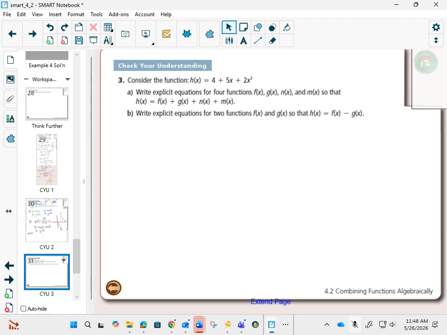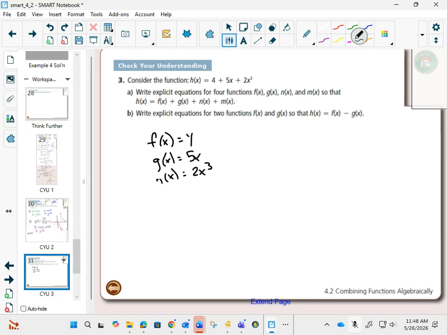Consider this function, 4 plus 5x plus 2x cubed. You want to create 4 new functions so that if you added them together, you would get 4 plus 5x plus 2x cubed. Does it make sense? You could make f of x the 4, and then g of x could be the 5x, and the n of x could be the 2x cubed. And you're like, oh, I need one more. Well, let me just make the last one 0.